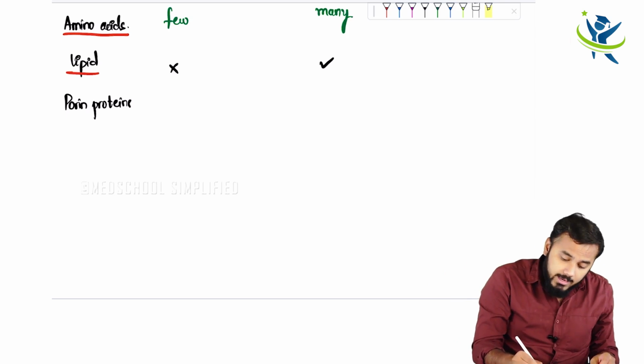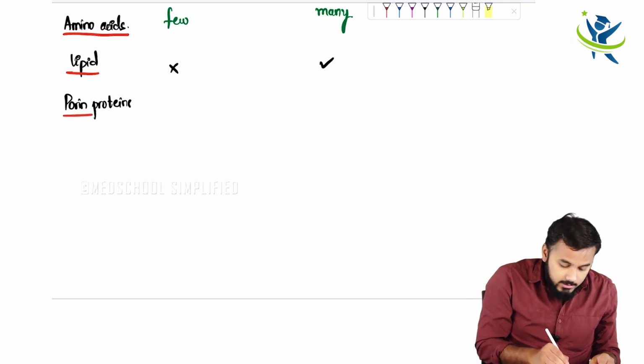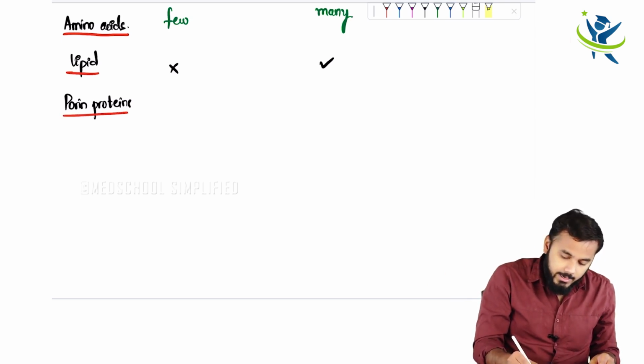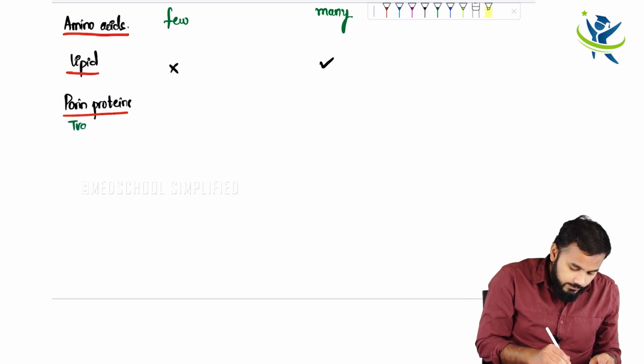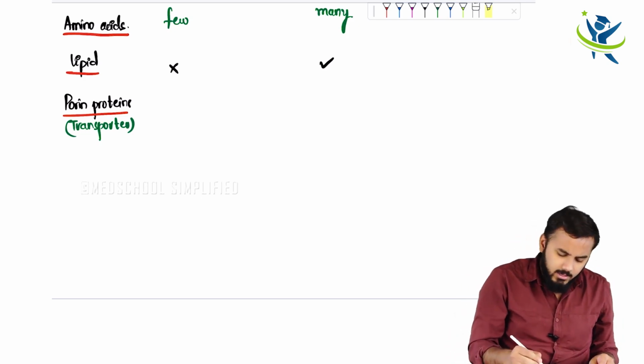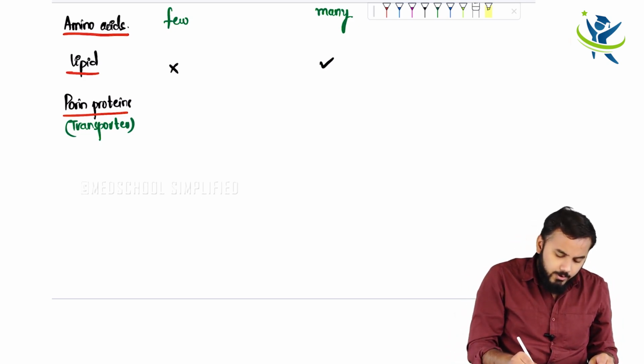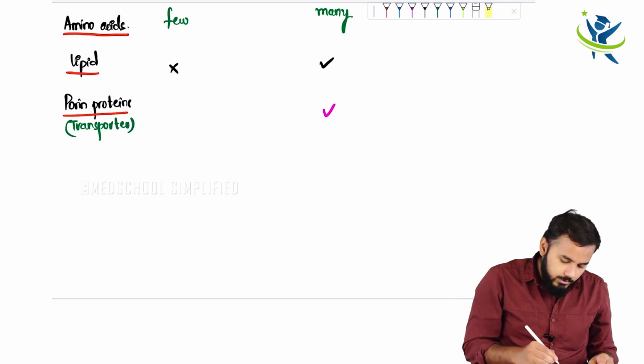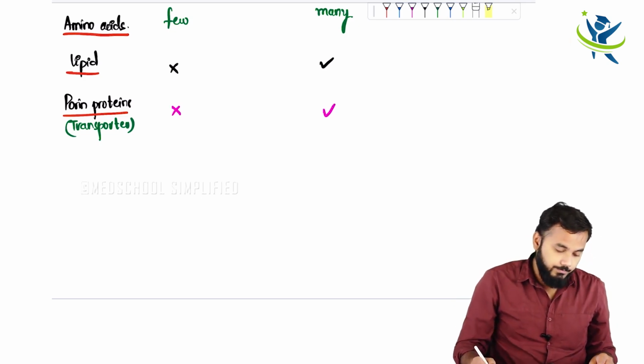And where do you find those channels? These channels are found, let me write it here, these are transporter proteins. Okay, transporter. I hope you know symport, antiport, all of you know it, right? So where do you find them? You find them in case of gram negative but absent in gram positive.